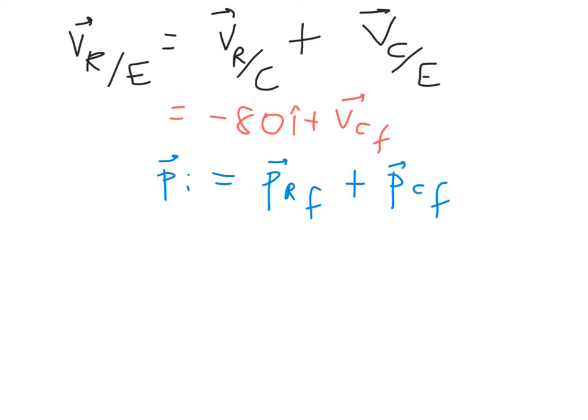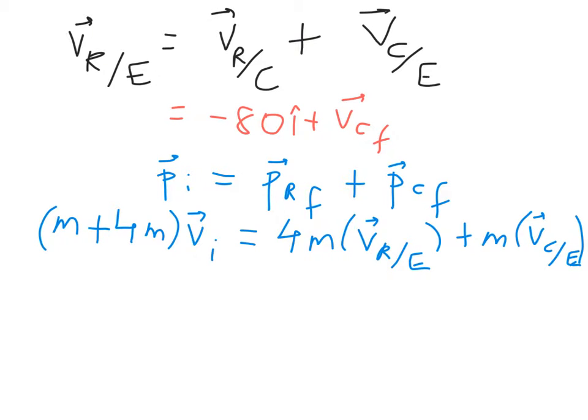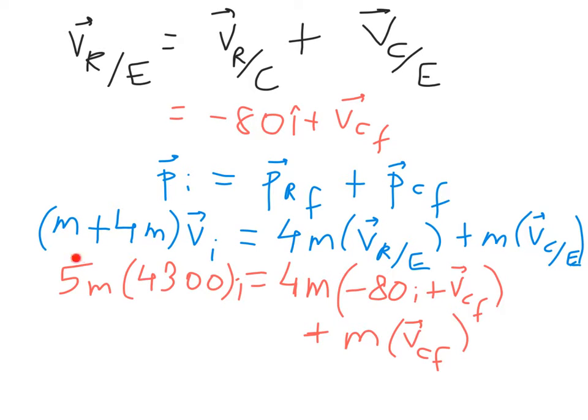Plugging in the values, we know that initially the two masses are combined, so we have 5m times the initial velocity, and then we have 4m times the velocity of the rocket with respect to the Earth, plus m times the velocity of the command module with respect to the Earth. Further plugging in the expressions we derived, and the numbers that we know, we have 5m times 4300 i-hat is equal to 4m times negative 80 i-hat plus VCF plus m times VCF.